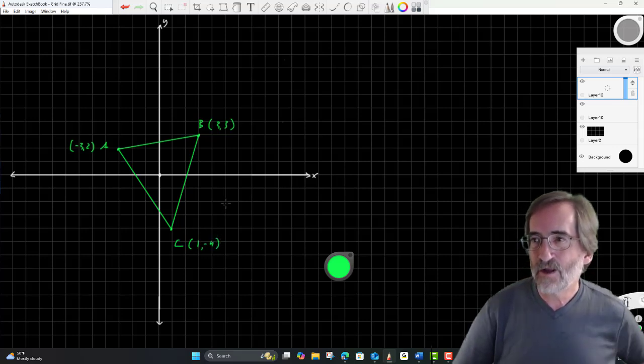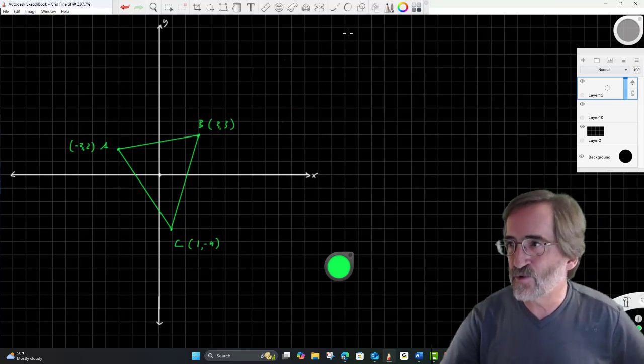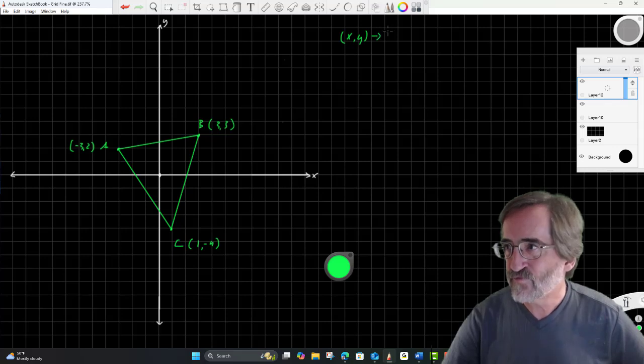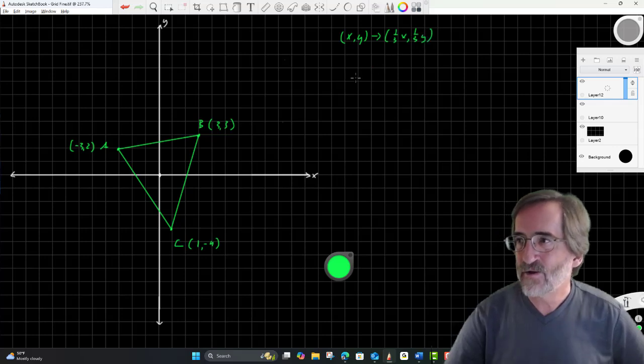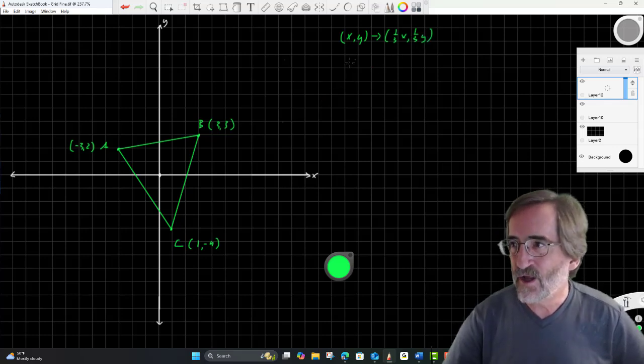Okay, and I'm going to dilate by this rule. I'm going to say xy becomes 1/3 x, 1/3 y. Okay, so A is -3, 2.